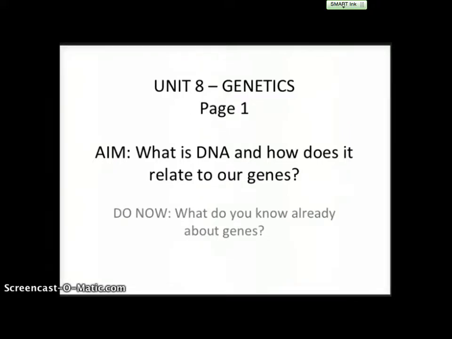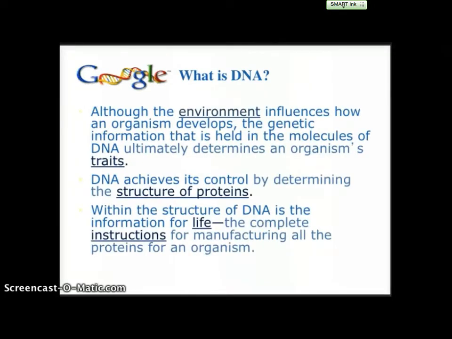Okay, so hopefully you've written some things about genes. Let's take a look. What is DNA? So, as we know, DNA is going to be found in our nucleus. Although environment influences how an organism develops, meaning what's around them, the genetic information that is held in the molecules of DNA ultimately determines an organism's traits or characteristics. DNA achieves its control by determining the structure of proteins.